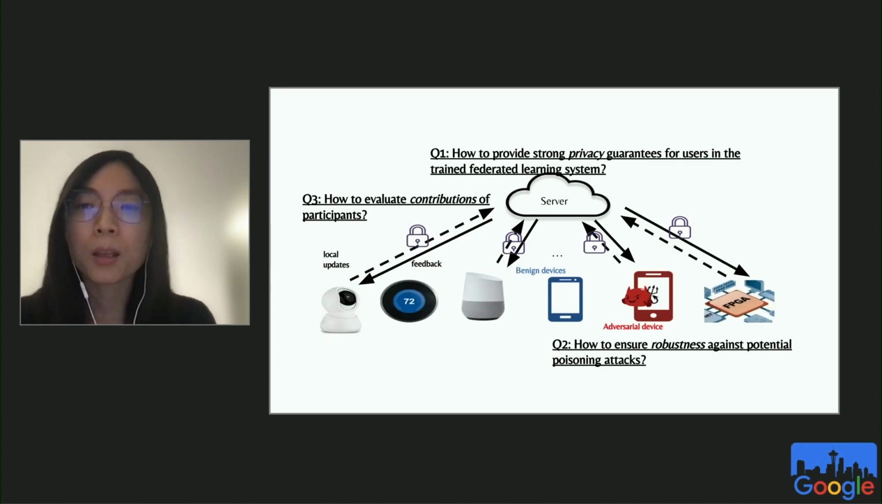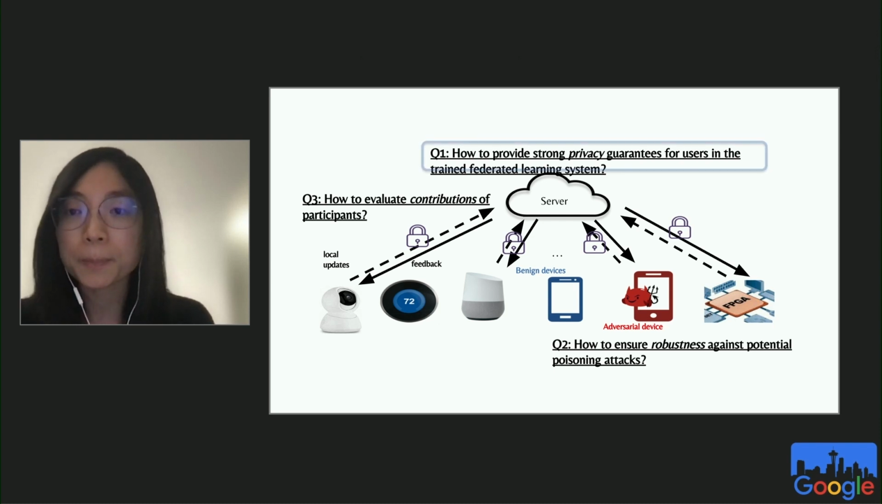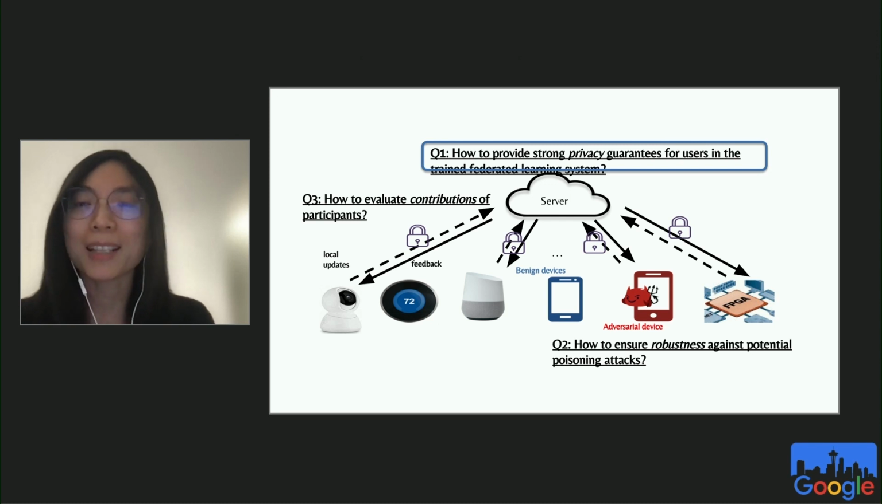Next, please. Under the federated learning framework, considering different constraints on edge devices, etc., we mainly want to ask three questions. First is how to provide strong privacy guarantees for users via the data generative framework. Second is how to provide robustness certification, which does not exist currently, against poisoning attacks. And third is how to quantitatively measure the contribution of different participants.